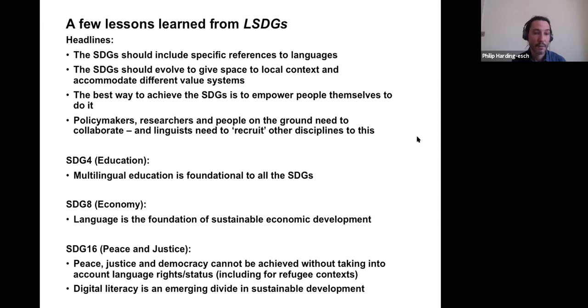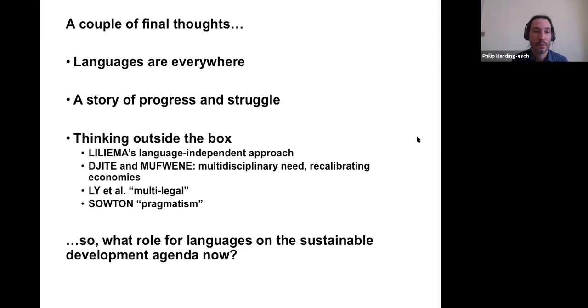And there's a strong point that policymakers need to work together with researchers and people on the ground to make SDGs happen, and that linguists in particular need to recruit other disciplines, especially in the field of economics. And finally, just as a general point, that languages are foundational to the three SDGs that this conference and book look at. Before I pass on to Hywel, just a few final thoughts about this.